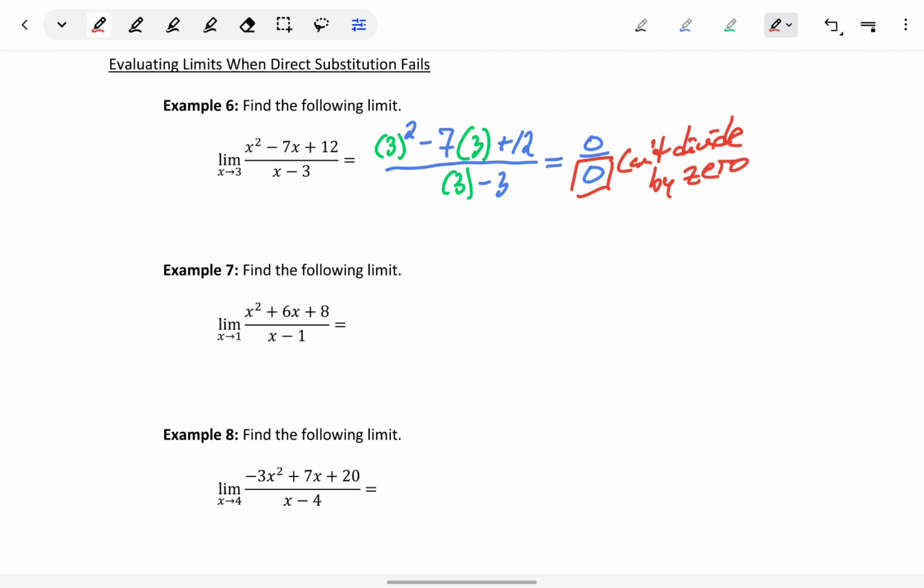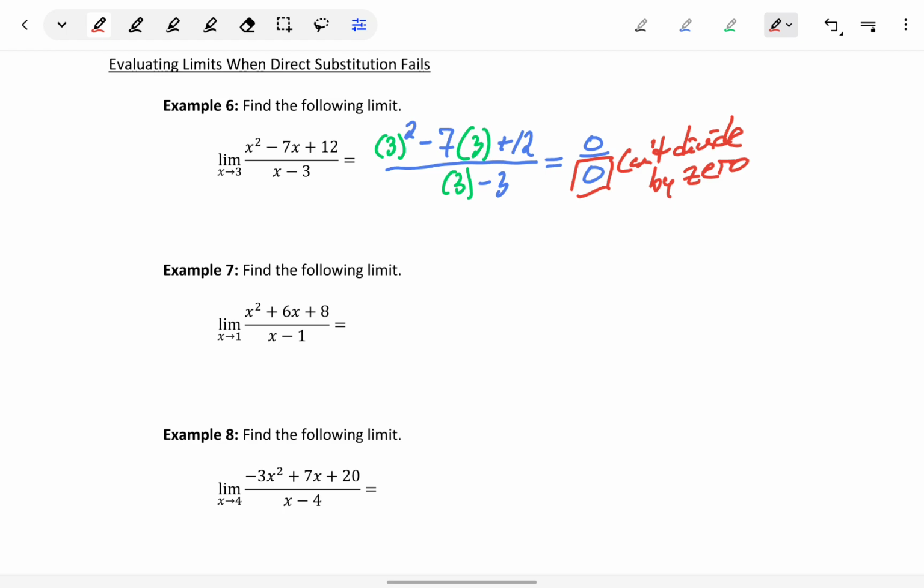So our first step for evaluating a limit problem is going to be to try direct substitution. Plug it in, see if you get a number. If you get a number, great, that was one of the nice cases. This is one of the not so nice cases where we have to do more work to get there because we have that 0 in the final answer of our denominator.